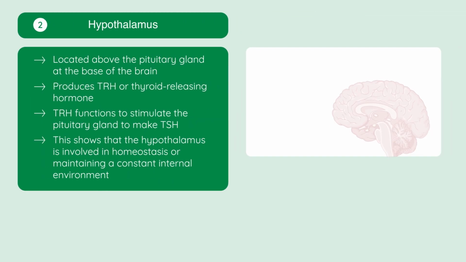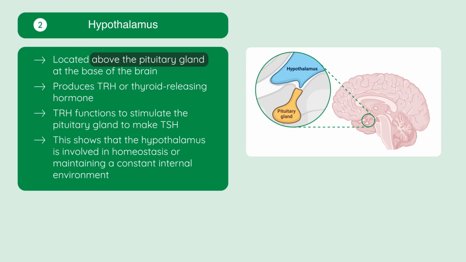The hypothalamus gland is located above the pituitary gland at the base of the brain. The hypothalamus produces TRH, or thyroid releasing hormone. The function of TRH is to stimulate the pituitary gland to make TSH. And we can see from this example that the hypothalamus is involved in homeostasis, or in maintaining a constant internal environment.